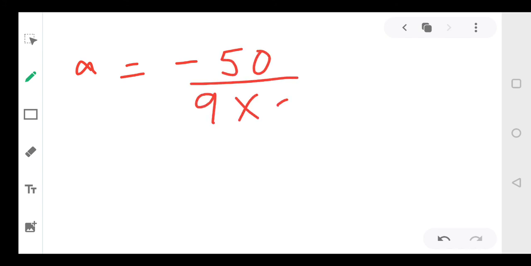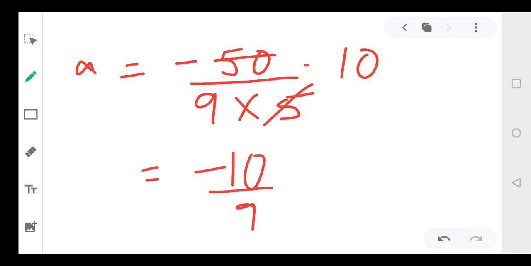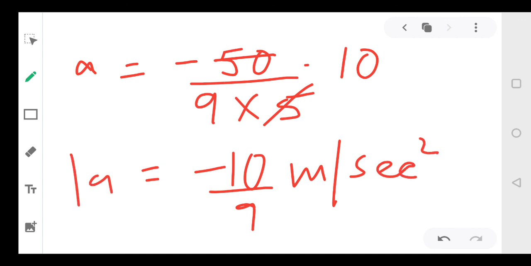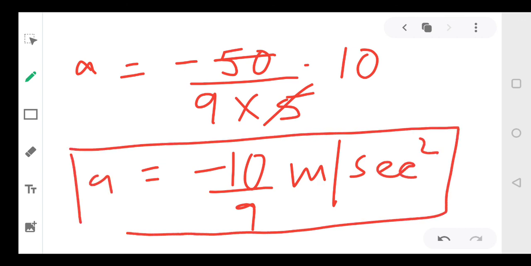So we have A is equal to minus 50 upon 9 into 5. Okay. So 5 and 5 cancel. So we have minus 10 upon 9 meter per second square. So your value of acceleration is minus 10 upon 9 meter per second square. Okay, everyone? I hope you have understood the question.